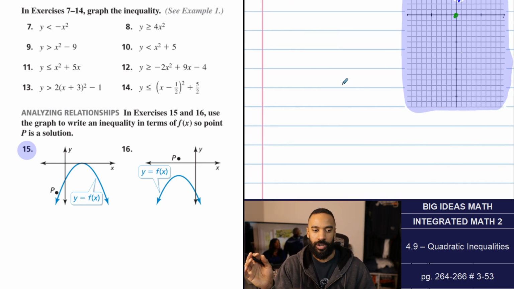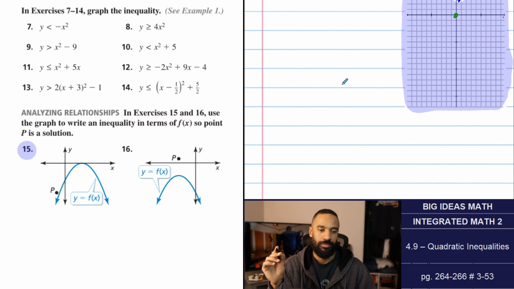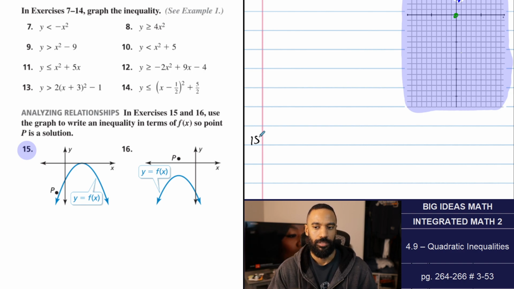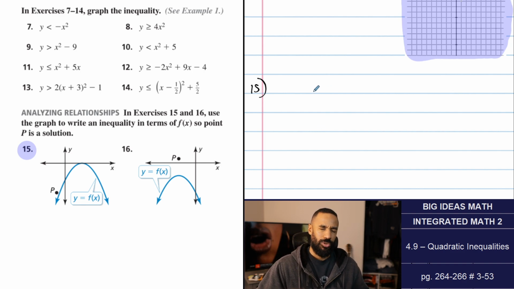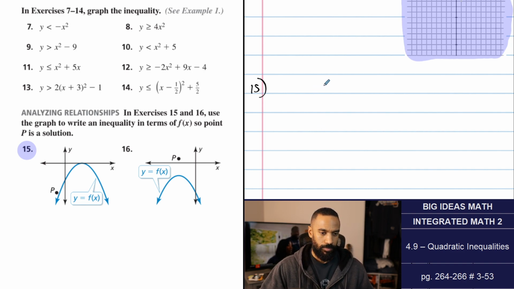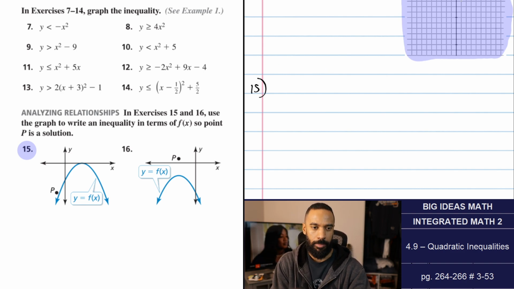I want to make sure... Okay. I might do vertex form to make sure all's good. It looks like the vertex is on... no, here, let me copy paste this over. Looks like the vertex is on the x-axis on number 15.